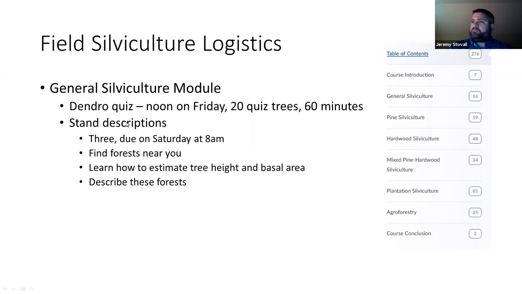Okay, so you all already have a bunch of questions on the stand descriptions. You can look at that assignment in the general silviculture module. There are three of these due. They're each 7.5 points on your total course grade. They're all due Saturday at 8 a.m.